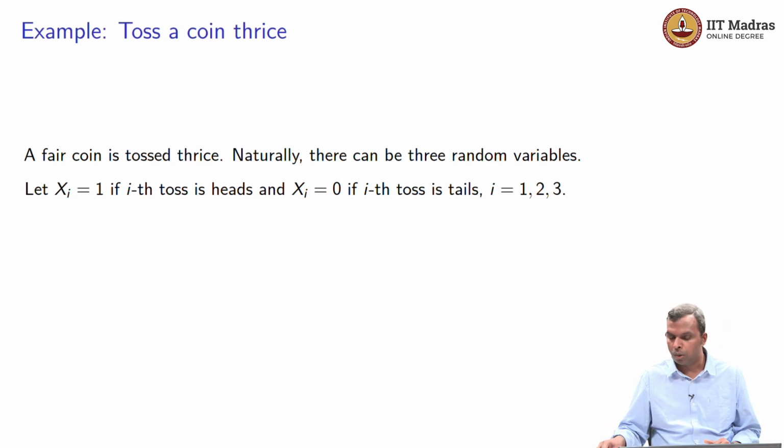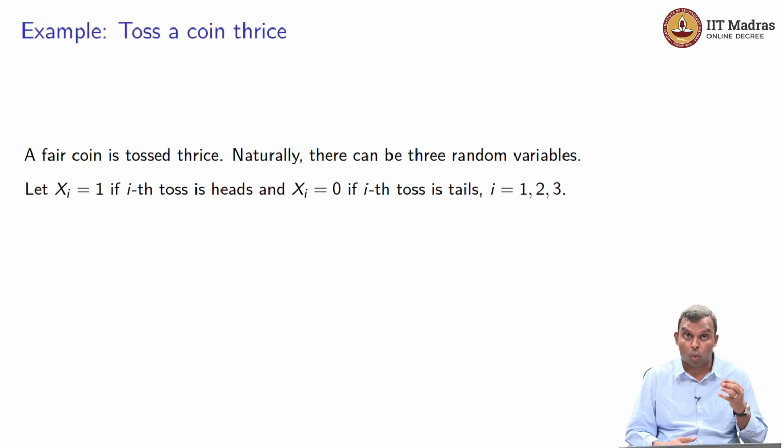Okay, so let's begin with a very simple example. Let's say you have a fair coin, and then you toss it 3 times, right? You toss it, pick it up, toss it again, pick it up, toss it again. So you'll have 3 different outcomes for this. And naturally you can define 3 random variables, right? So here is a very natural definition for 3 random variables.